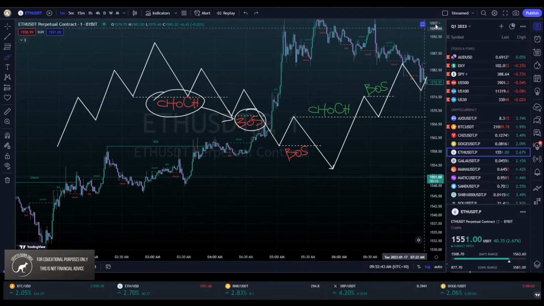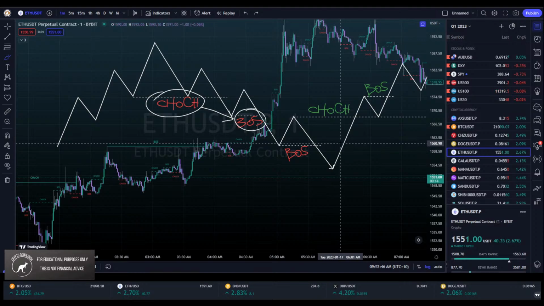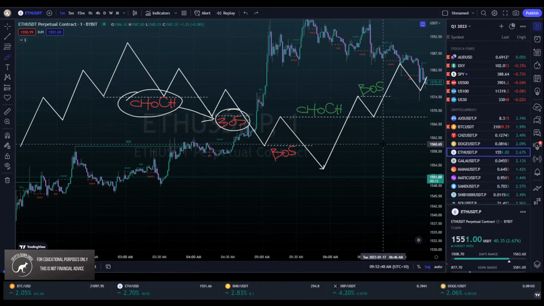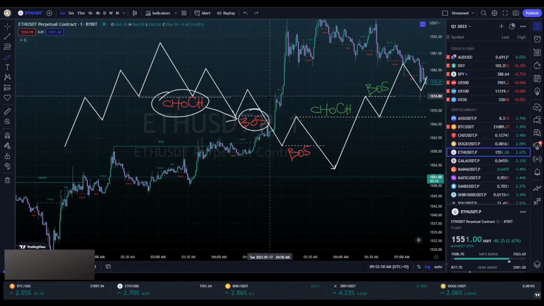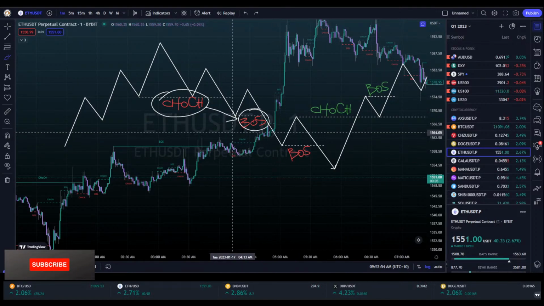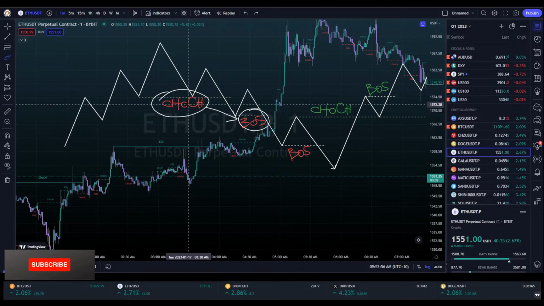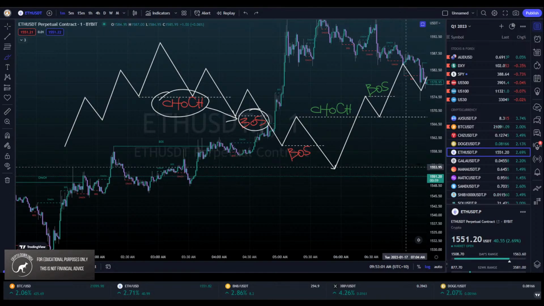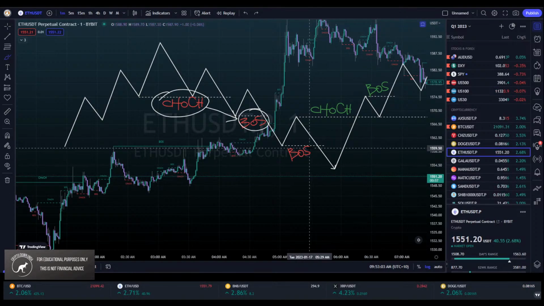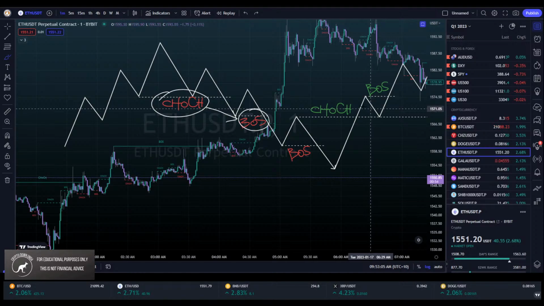And I'll show you examples on the chart, but this is just me drawing a diagram here to explain what I'm about to talk about. So change of character, break of structure, break of structure. So the dream setup would be having a change of character and then a series of break of structures in a row after that. But it doesn't always work out like that.